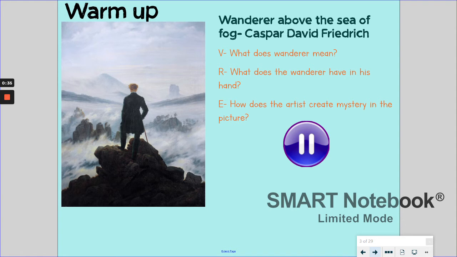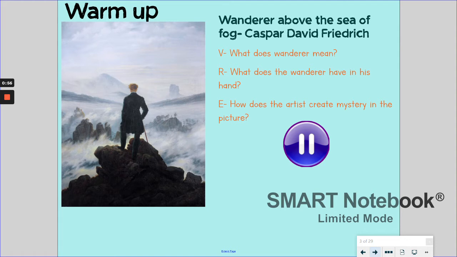So as a bit of a warm-up, I thought this week we'll look at some works of art, some famous pieces of art, and we're going to apply our Vipers skills to art. So we're going to read a picture, if you like. We're going to today think about some vocabulary, some retrieval questions, and explain.